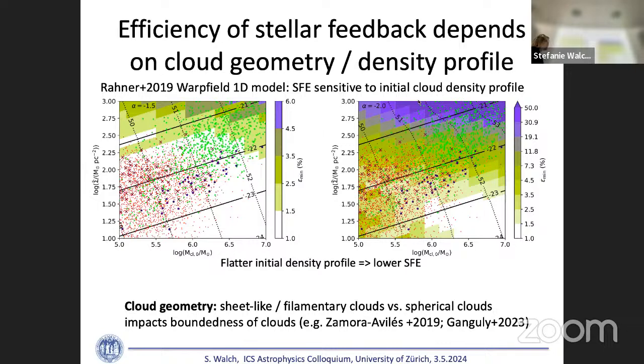Now, of course, this is 1D, as I said, and we can ask ourselves the question, is it really a good assumption? Also enters the freefall theory, basically, that we have spherical clouds which are somehow centrally concentrated. We know, however, that clouds are not spherical objects, but that they are sheet-like, they are filamentary, they have a lot of substructure. And it has been shown in the literature by Samura Vias, but also by us, that in fact, this impacts the boundedness of the cloud quite strongly.